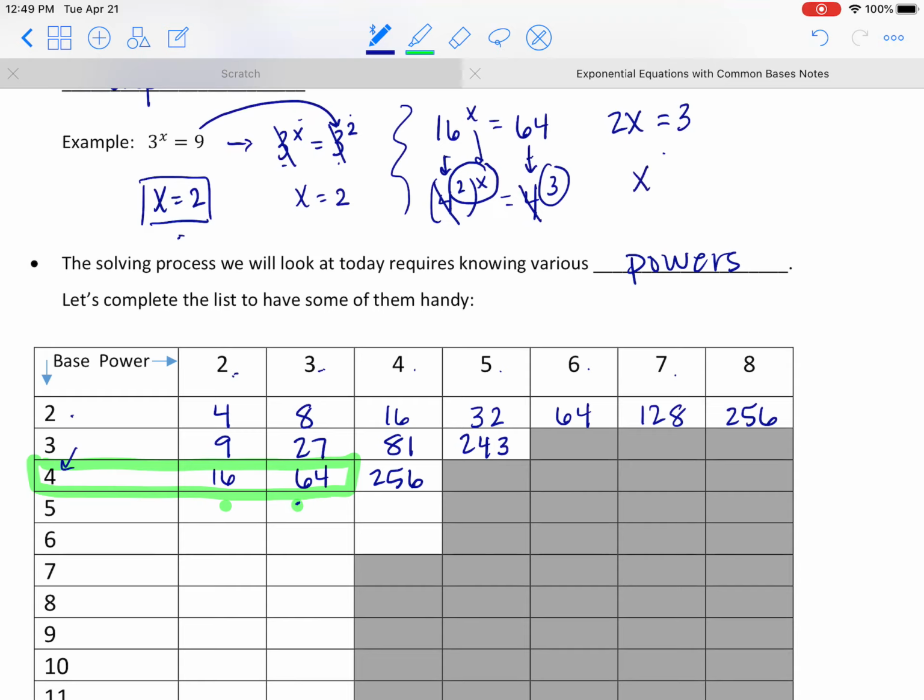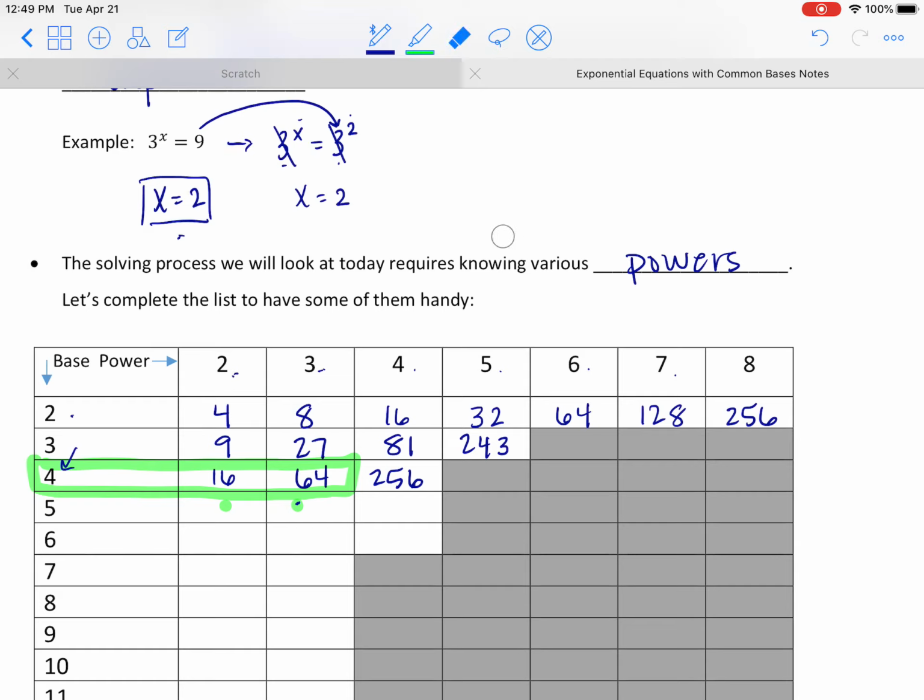So the 4s are the same, that means the exponents have to be the same. So the exponent here, which is a 2x, has to equal the exponent here, which is a 3. Then dividing by 2 tells me that the solution here is going to be 3/2. Okay, so that's sort of the goal. I know that was maybe a little much for right now, but that's the goal, is to be able to find some common bases.